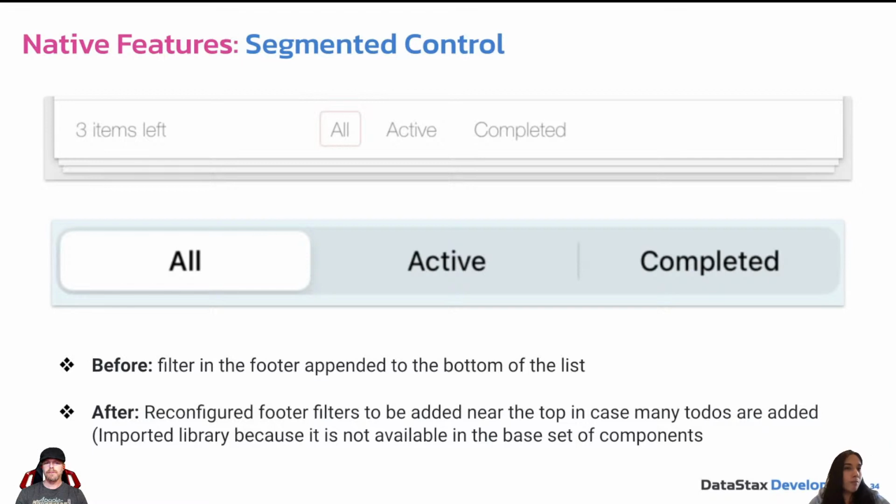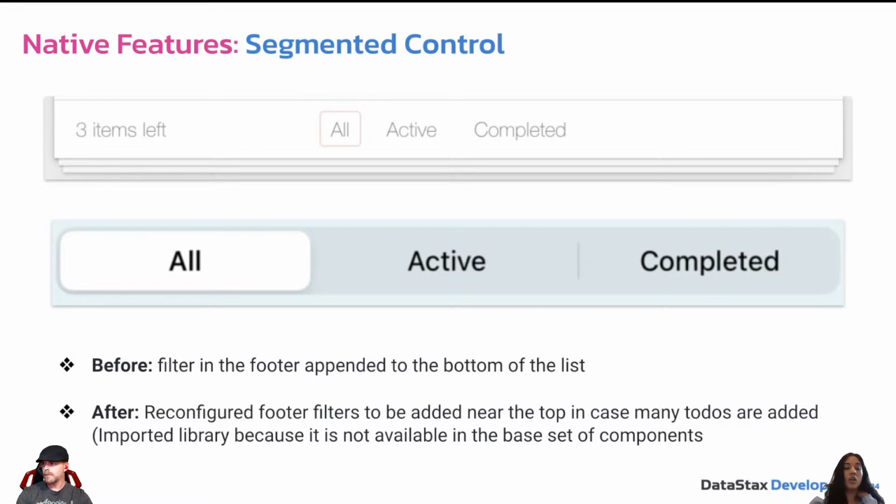I'm pretty sure this must be on Android too in some cases, but we added something called a segmented control. And you can actually see this on iOS if you have an iPhone, that at the top of the calls list, you can filter your calls based on missed and received and all, I believe. So what we did at the top of the to-do list is we added a filter for all to-do items, active ones, so ones that aren't checked yet, and completed, which are the ones that are checked.